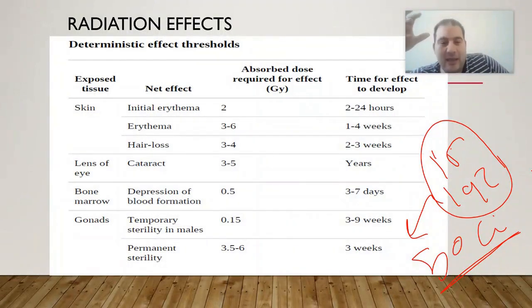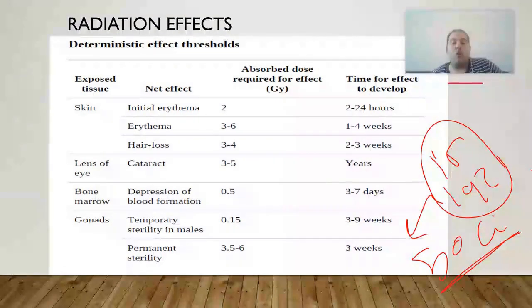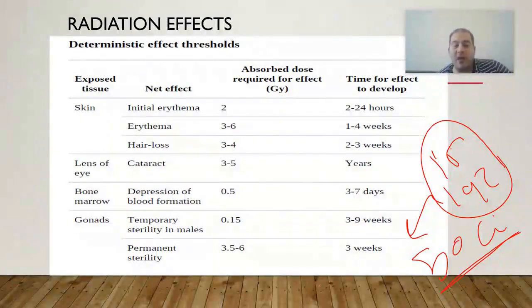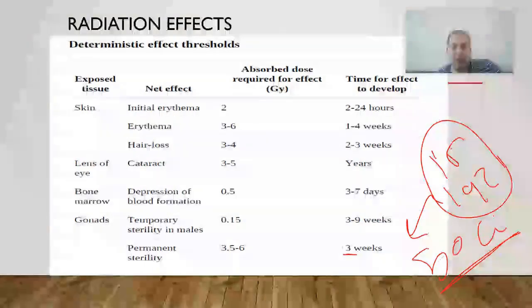The important thing is that there is an effect that occurs, and it is primarily and significantly dependent on the amount of dose received. For example, if you have a barium exposure of 0.5 gray, there will be a depression in the platform formation or the joints. If exposed to 0.15 gray, there will be temporary sterility in the male or permanent sterility if the dose increases to between 3.5 and 6 gray. And this can manifest within 3 weeks of exposure.